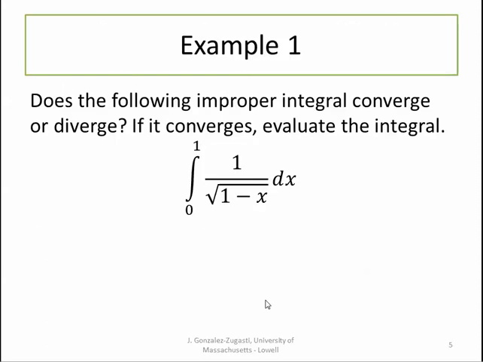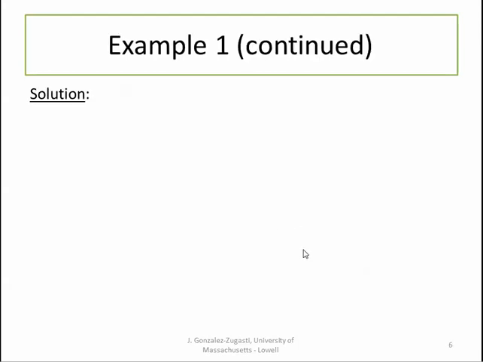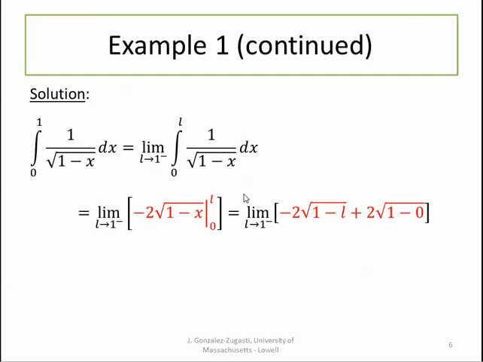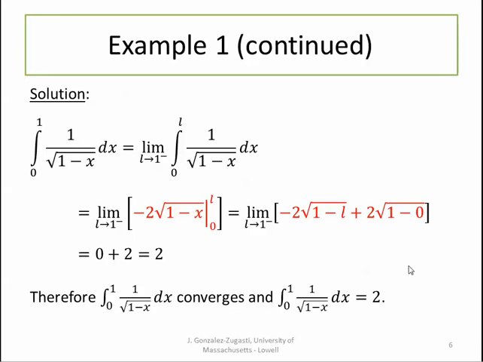So let's do an example. Let's look at this integral. This integral is not defined at x equals 1 because we get division by 0. So to solve this integral, we'll set up the integral as a limit. We evaluate the definite integral, and then we see what happens as L approaches 1 from the left. When that happens, this term goes to 0, and this term stays as 2. So we get that our definite integral converges and is equal to 2.